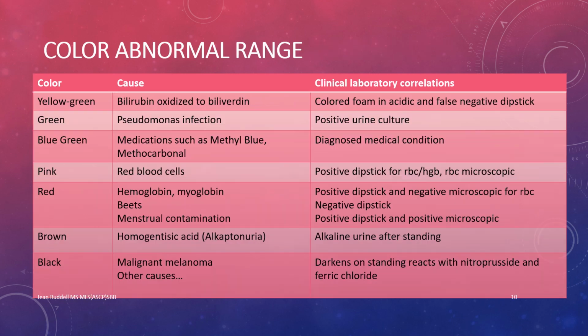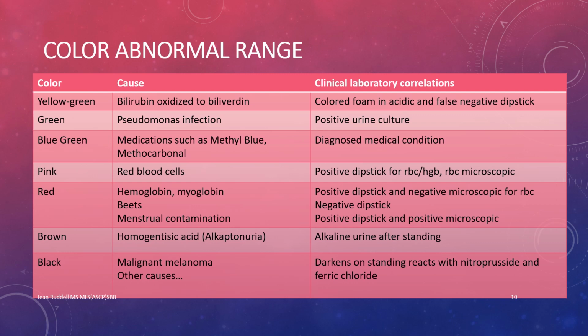This slide covers the abnormal urine colors. Yellow-green can be caused by bilirubin oxidized to biliverdin. This would have colored foam in acidic urine, and the dipstick would be false negative for bilirubin because it does not detect biliverdin. An infection with Pseudomonas can turn the urine green, and the urine culture will be positive.